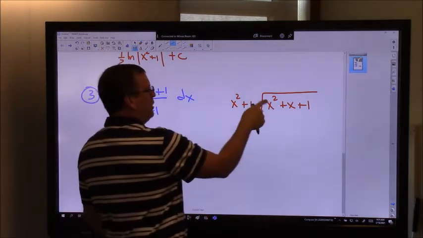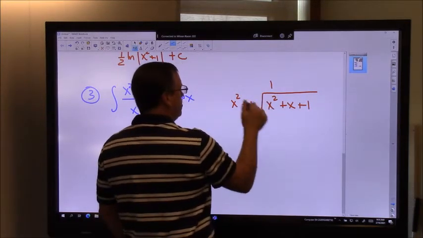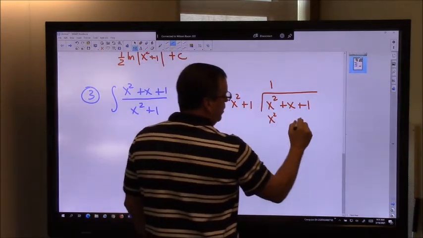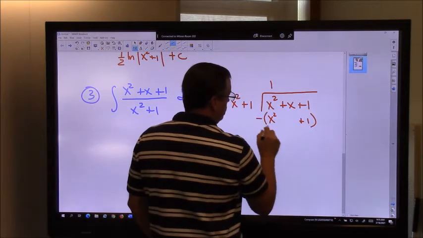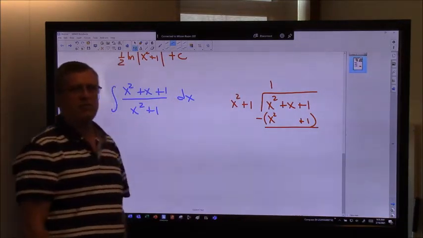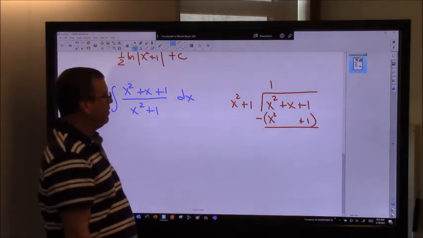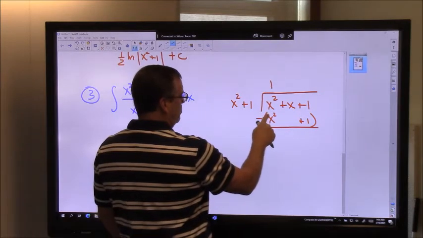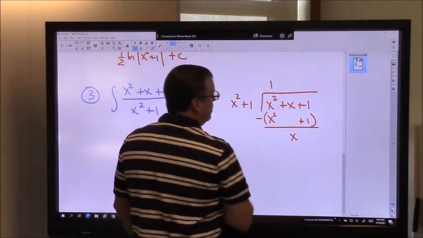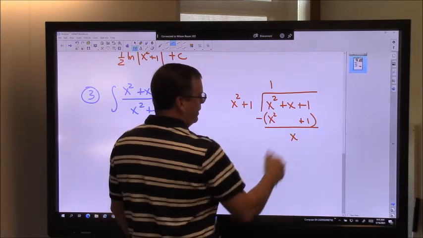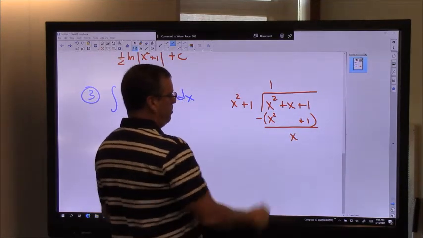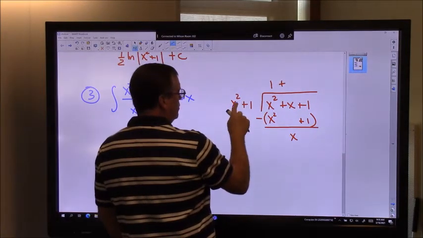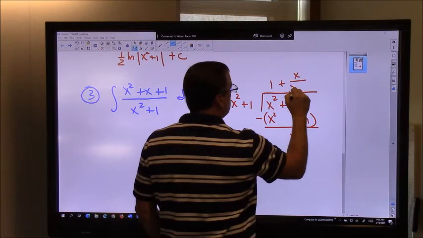So x squared goes into this once. Multiply back, you get x squared plus 1. I want to line up that 1 with this one and then subtract that. You guys remember this from last year? Long division. So this minus this, that's 0. x minus nothing. And then 1 minus 1, that's 0. So I'm going to write this as, since that's positive, plus x divided by this.